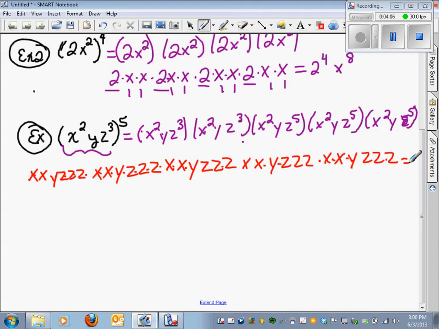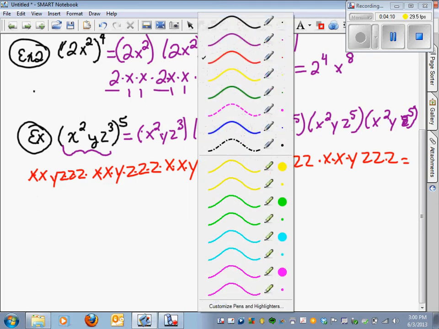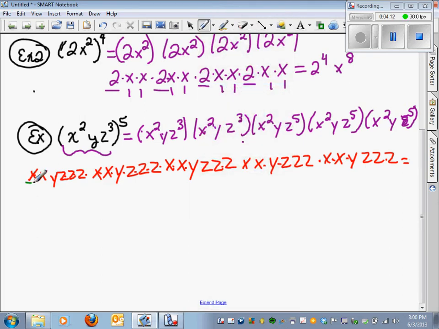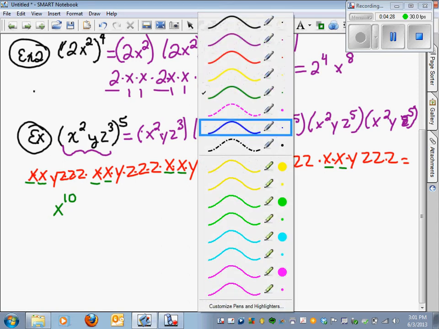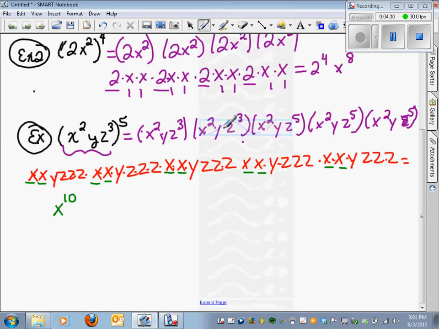Now to make this a lot nicer, we can multiply in any order. I'm not going to rewrite this, but I'm going to go through and determine how many times we really were multiplying x. 1, 2, 3, 4, 5, 6, 7, 8, 9, 10. So instead of writing that out 10 times, I can simply write x to the 10th power. Then we're going to look at the y's. How many times were we multiplying y? Well, 1, 2, 3, 4, 5. Well, that can be rewritten as y to the 5th.